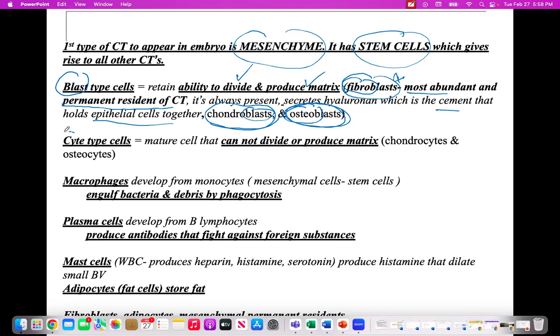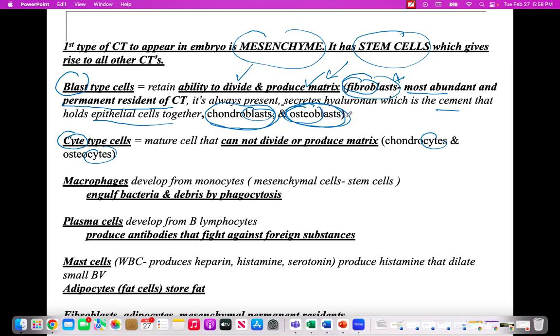Now we have cells that end in the word cyte, like chondrocyte, osteocyte. Now, if you've done osteology in lab, or when you did tissues in lab, what you should have learned is that osteoblasts produce the matrix. They're producing collagen, and they're producing calcium phosphates, and they're pushing out, think of it as like the bone cement, if you would.